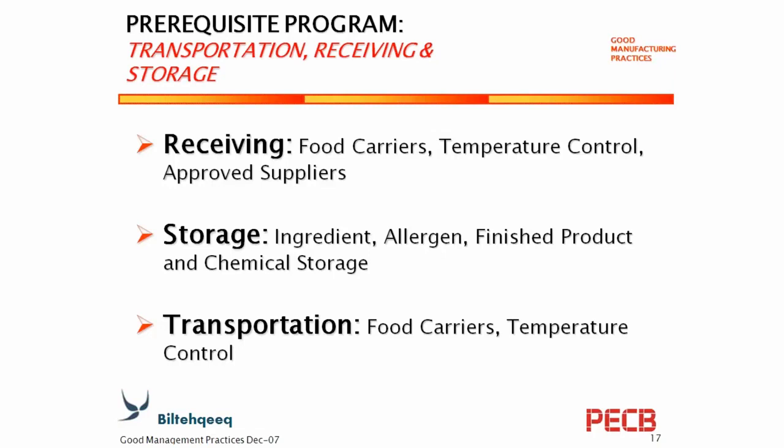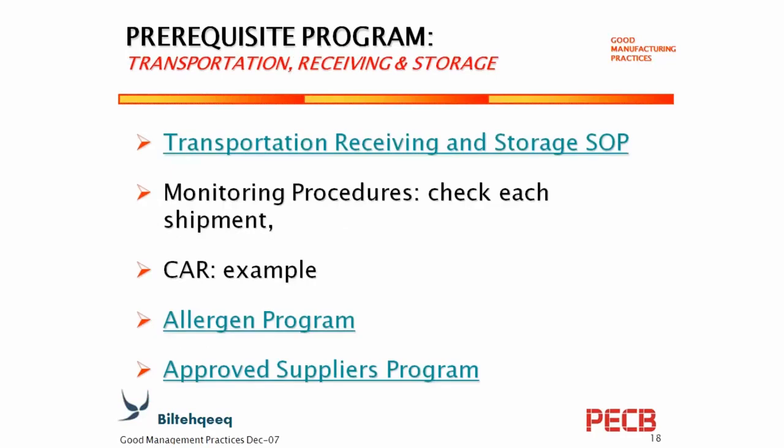The finished products and chemical storage, if it is not in the proper way, it may be damaged, or it may be contaminated. And transportation is also important, because most of the time you have to ship your food items to other destinations, and during this transportation, if the food carriers are not taking care of handling and of the temperature control, then it can destroy your food quality. So you have to develop a proper SOP for the transportation, receiving, and storage, and you should monitor each shipment, and if there is some deviation, you should take the corrective action.